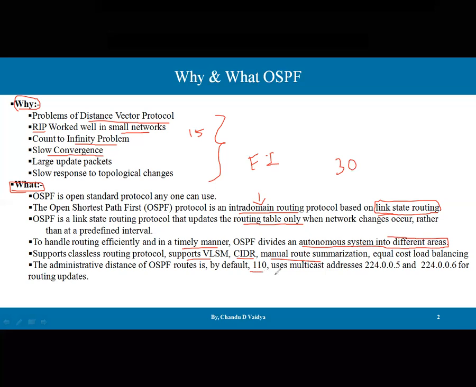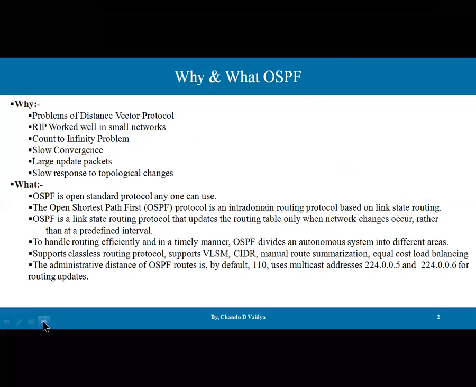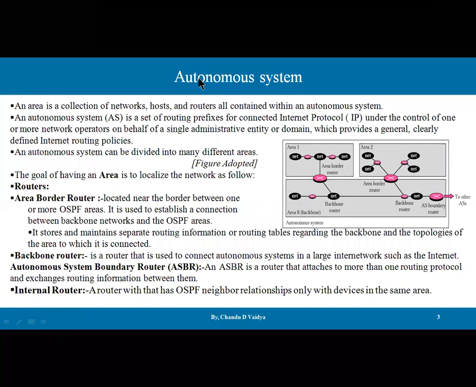Here 110 is the value, and the lower administrative distance will be the effective one. OSPF uses the multicast addresses 224.0.0.5 and 224.0.0.6 for routing updates. These are the basic points about the OSPF protocol. Version 1 and version 2 are available, and OSPF version 2 is very popular nowadays.